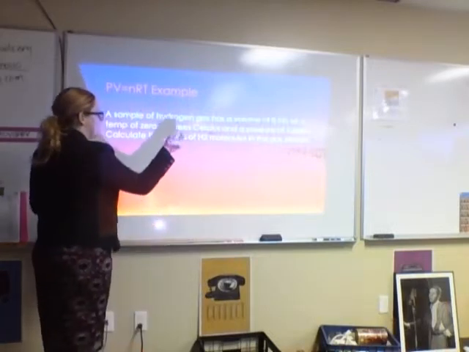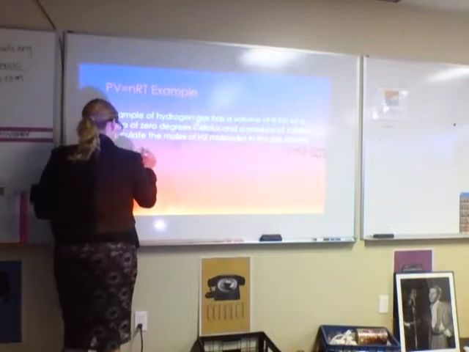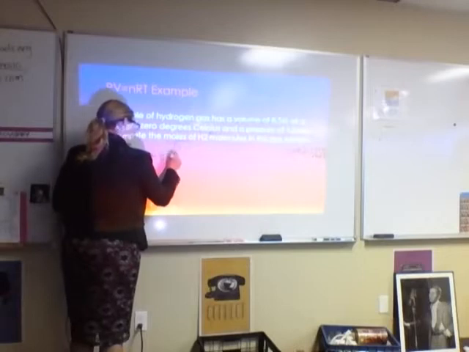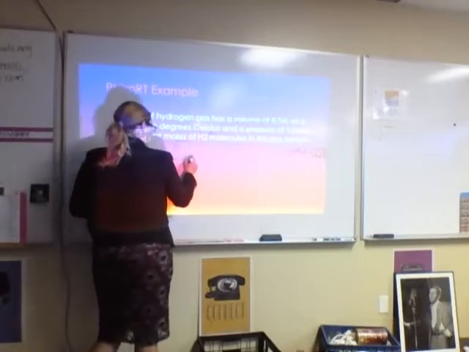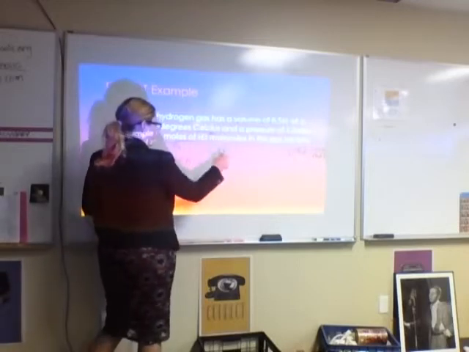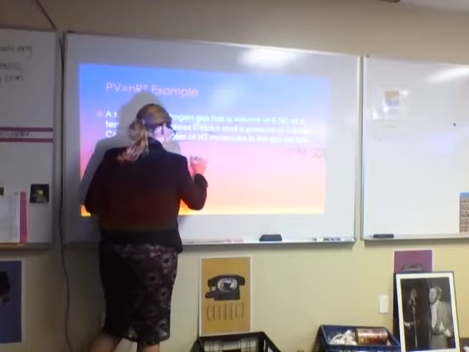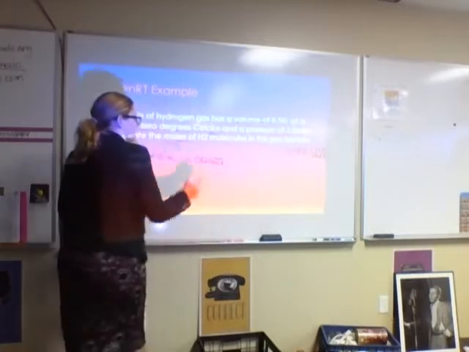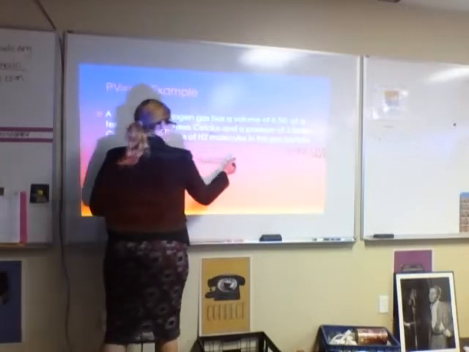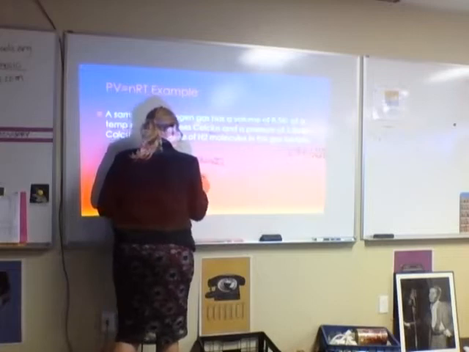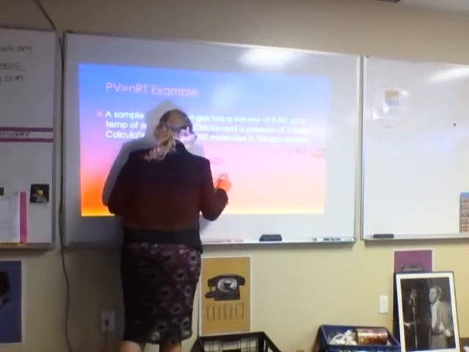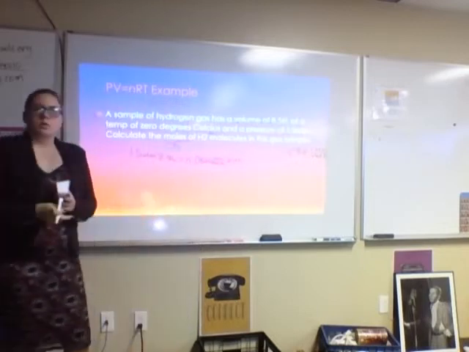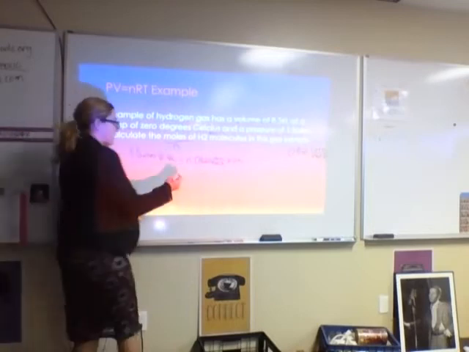So to plug this in, it would be pressure, 1.5 atmospheres, times the volume, 8.56 liters, equals the n times R, 0.0821, times the temperature, which is 0 degrees Celsius, which we have to convert to 273 Kelvin. We want to get n alone to be able to solve for it, so we have to divide by all of that.